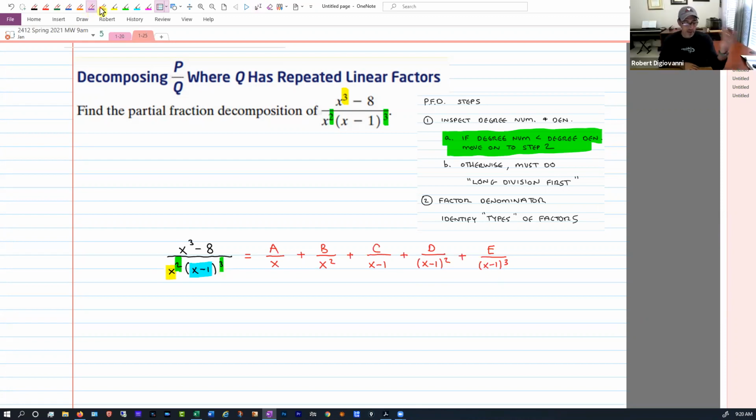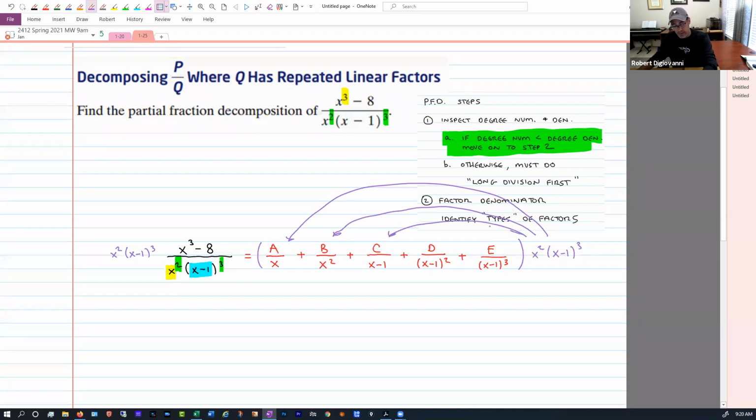So now we multiply by the LCD. So I'm gonna multiply both sides by x squared, x minus 1 cubed. And then this whole side gets hit with x squared times x minus 1 cubed. Obviously we want to save ourselves time, so we want to do as much of this mentally as we can. When we take this entire factor, we have to distribute it through. We have to hit every single one of these with it. All 5 get hit.